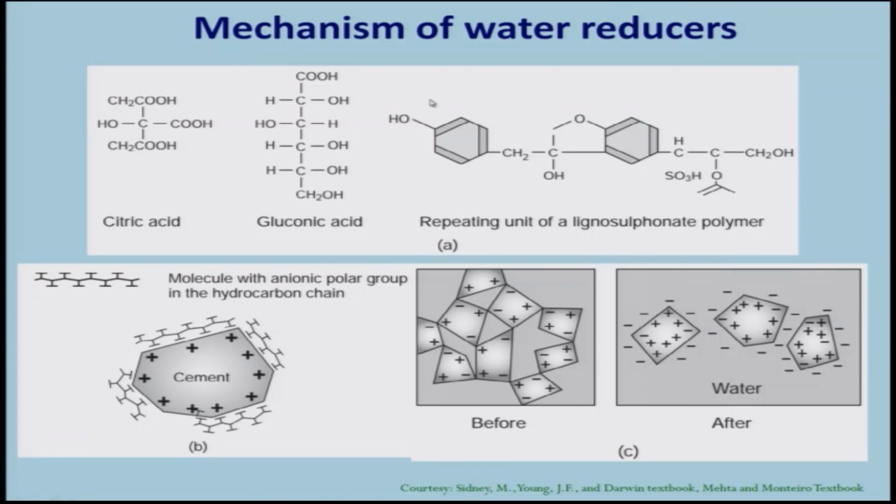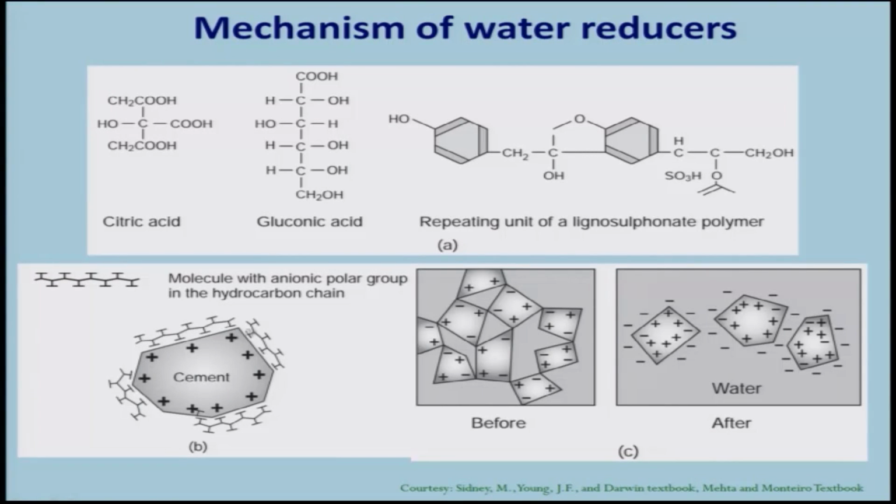Now what does the water reducing admixture actually do when it is used in concrete? Typically water reducing admixtures are either acids or, so here the example is taken as citric acid or gluconic acid. So you will have chemical formulas like this, and sometimes there are also lignosulfonate polymers which have this formula. These structures basically come from pure chemistry, so I am not getting into that.